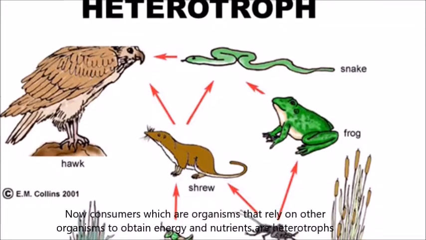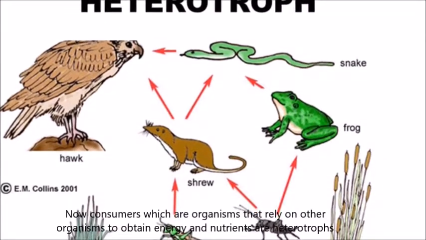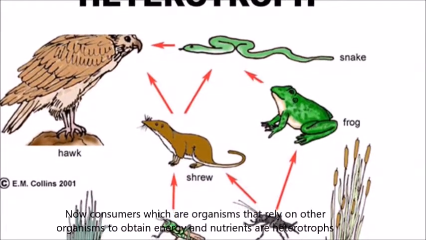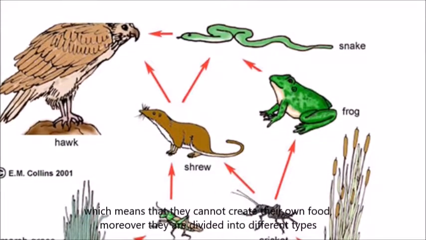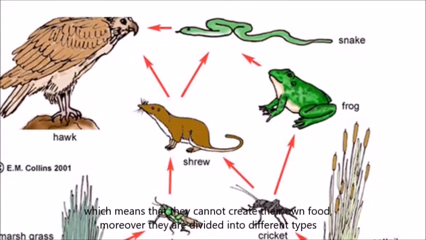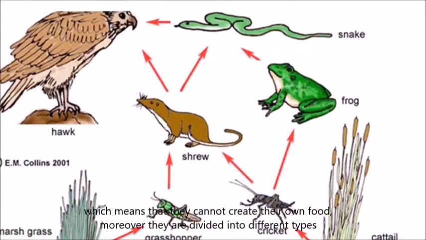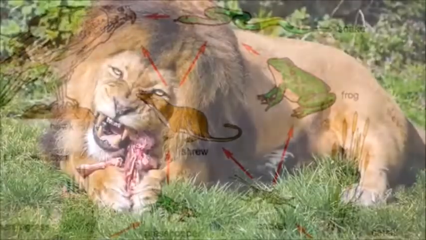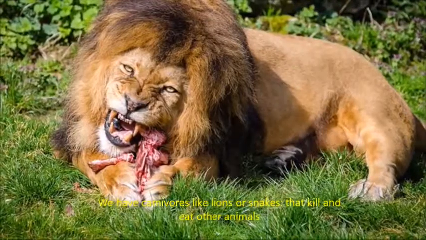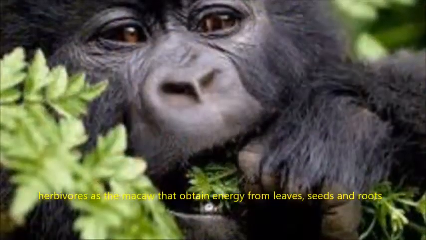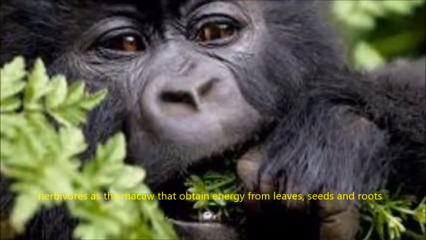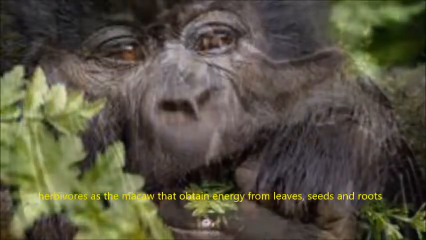Now, consumers, which are organisms that rely on other organisms to obtain energy and nutrients, are heterotrophs, which means that they cannot create their own food. Moreover, they are divided into different types. We have carnivores like lions or snakes that kill and eat other animals. Herbivores, as the macaw, that obtain energy from leaves, seeds, and roots.